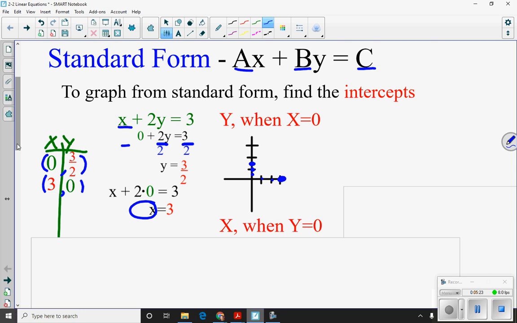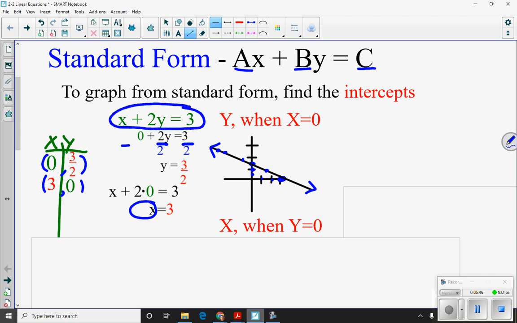So now with those 2 points, you can draw a line that goes right through those 2 points. And that is your line. So now we can graph this line, and every single point on this line will work in this equation.